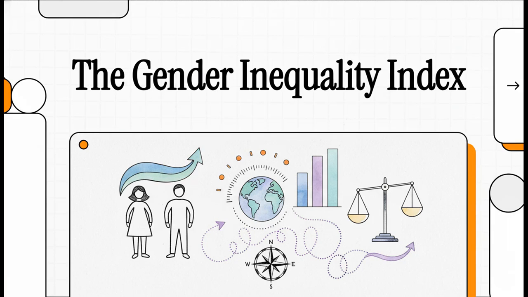So, how do you measure something as huge and complicated as gender inequality? I mean, really measure it. Today, we're going to break down how the UN does it. They use a single number to show the gaps in health, power, and opportunity for women all over the world. This is the Gender Inequality Index.